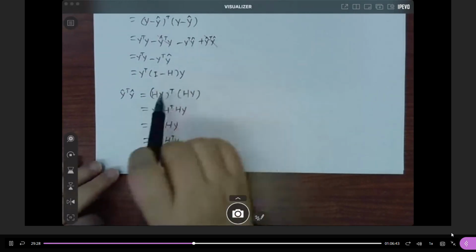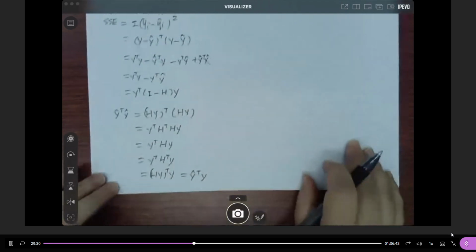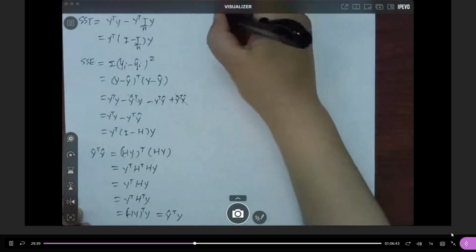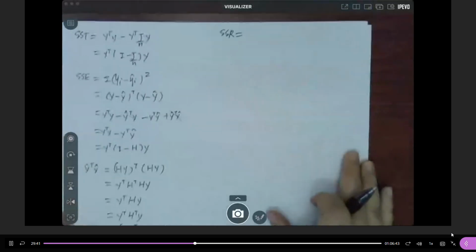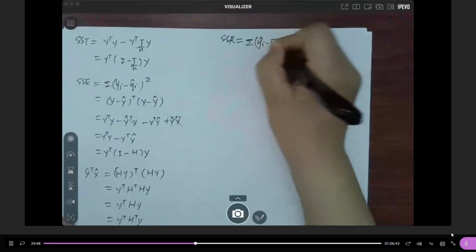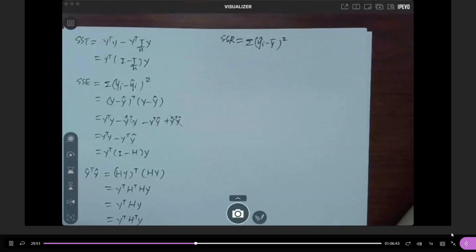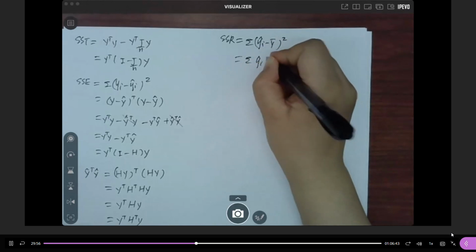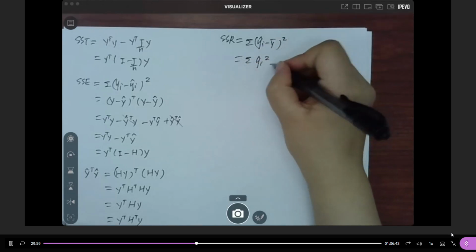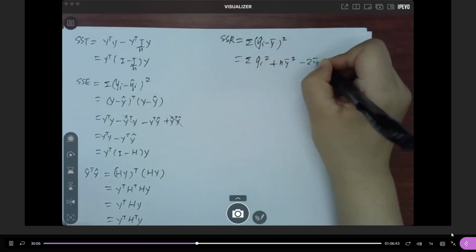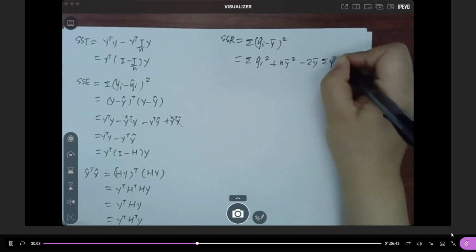So these two cancel, so we have no problem with them canceling each other. All right, so we have SST, SSE. We still need to write SSR in the matrix form. So SSR is the summation of (yi hat minus y bar) squared. So this is the summation of yi hat squared plus y bar squared, n times, right? Minus 2 times y bar times the summation of yi hat.